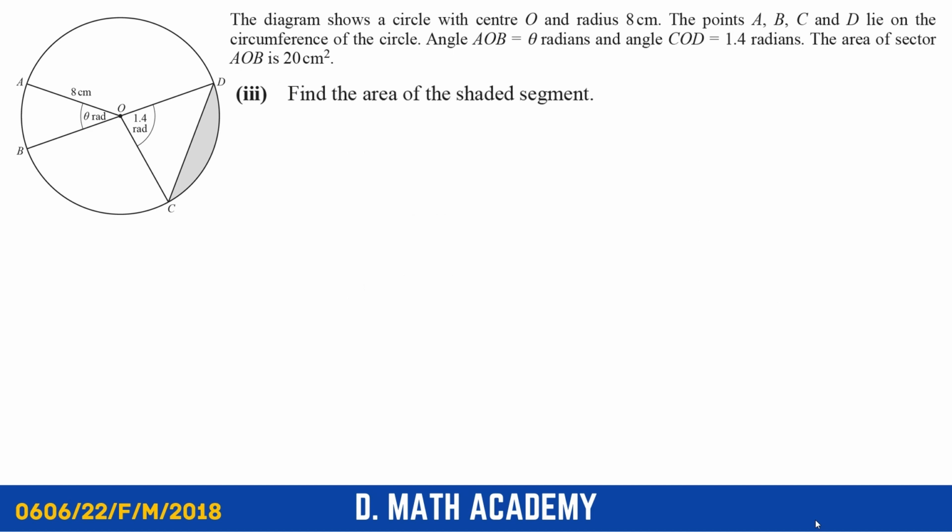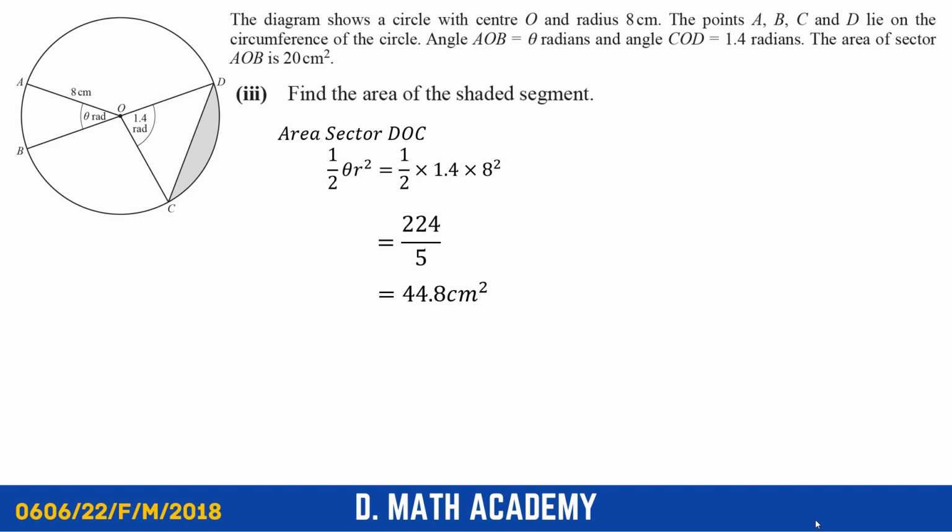Find the area of the shaded segment. So you can notice that OD and OC, they didn't tell you the radius value. However, remember for a circle, all the radii are the same, so it's only 8. So area of the sector DOC is half times 1.4 radian times 8 squared. So you get 44.8 centimeters squared for that.